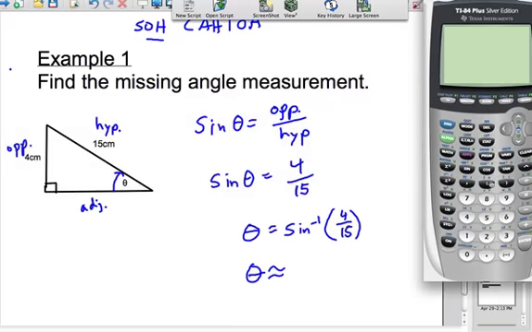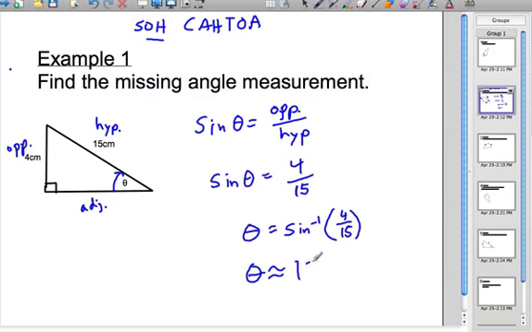I need to do second function sine on this particular calculator, and then I get sine to the power negative 1, which doesn't actually mean to the power negative 1, but it means inverse sine of 4 out of 15. So I'm going to work that out now. Inverse sine of 4 over 15, and I get an answer of about 15.5 degrees.